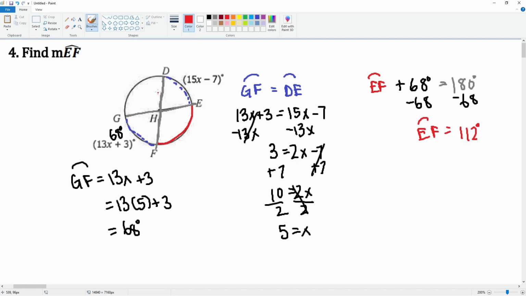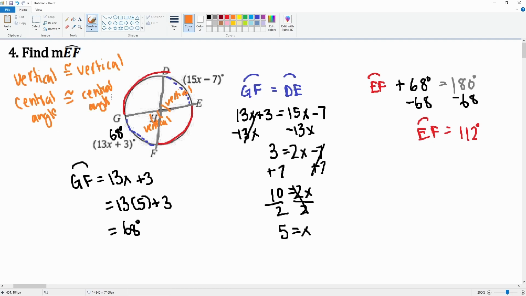Again, if you don't believe me, you have to see how this will also be congruent. Why? Okay, very simple. Ready? Vertical angles. Okay, that's why. If the vertical angles are congruent, then the central angles have to be congruent. Do you see? If the central angles are congruent, therefore their arcs have to be congruent. Okay, that's the explanation.